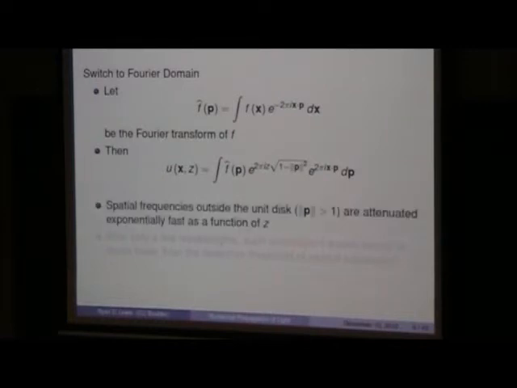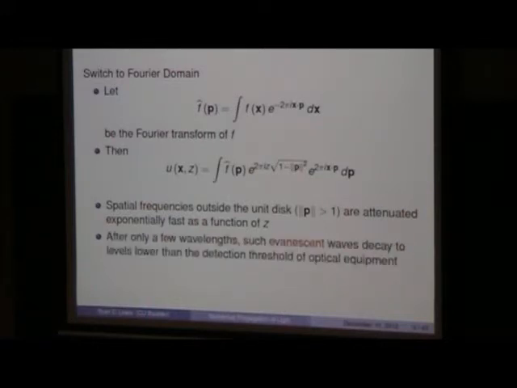And so right away you can see important features about this problem. One particular one is that spatial frequencies outside the unit disk decay exponentially fast as a function of z. And it's well known that after only a few wavelengths, these evanescent waves quickly decay to levels lower than the detection threshold of a lot of optical equipment. I'll talk a little bit more about what that means later, but it's worth keeping in mind now.